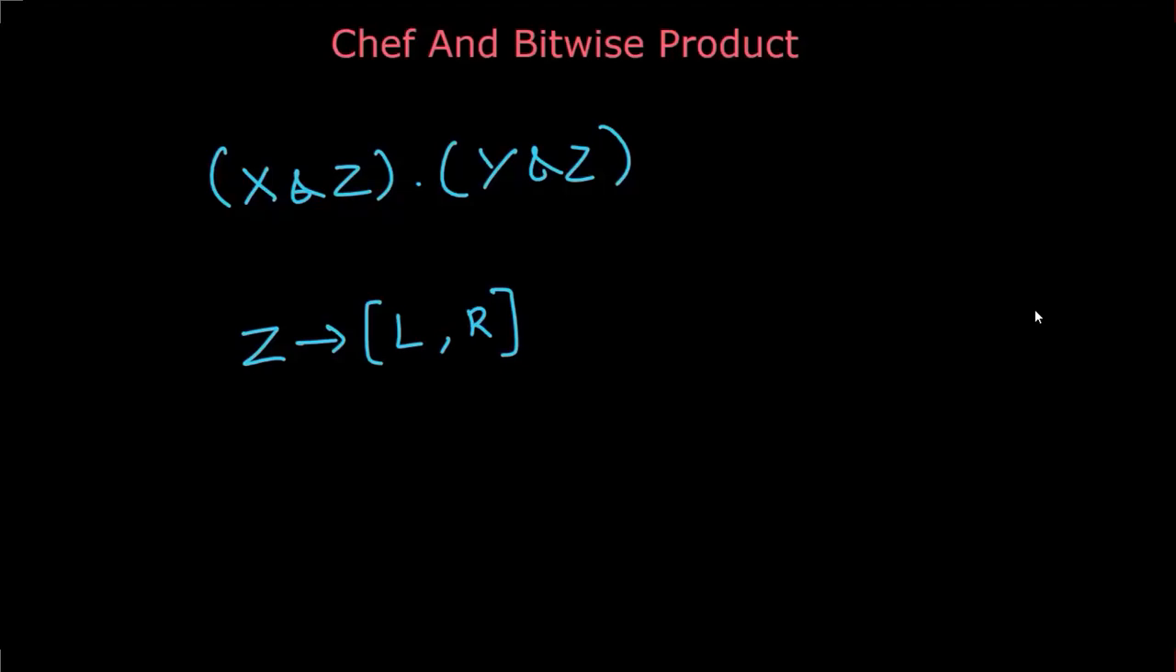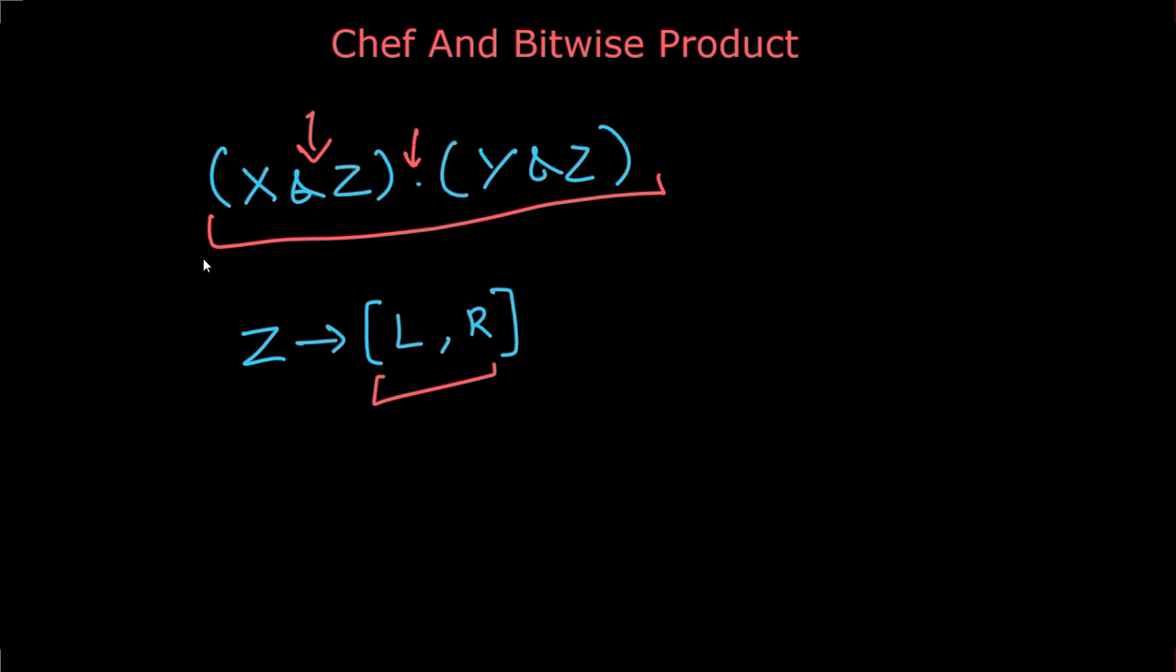In this video, we will be discussing the problem Chef and Bitwise Product from Chef May Long Challenge 2020. In this problem, we're given two integers x and y, and we need to find the value of z such that z lies between L and R and which also maximizes this function. And if there are multiple values of z possible, we need to return the smallest one. Note that this operator is bitwise AND and this is the normal multiplication operator.